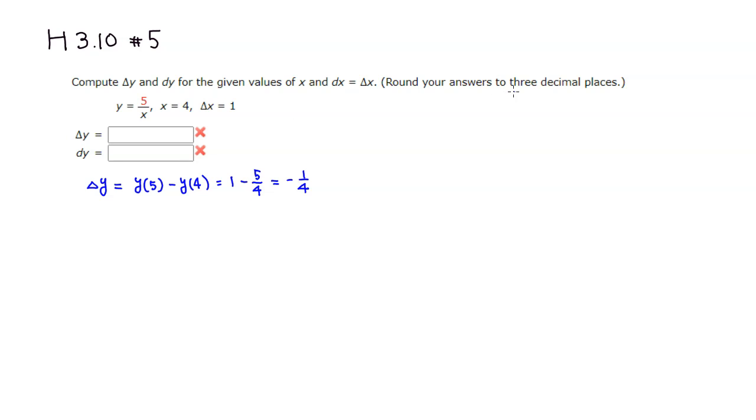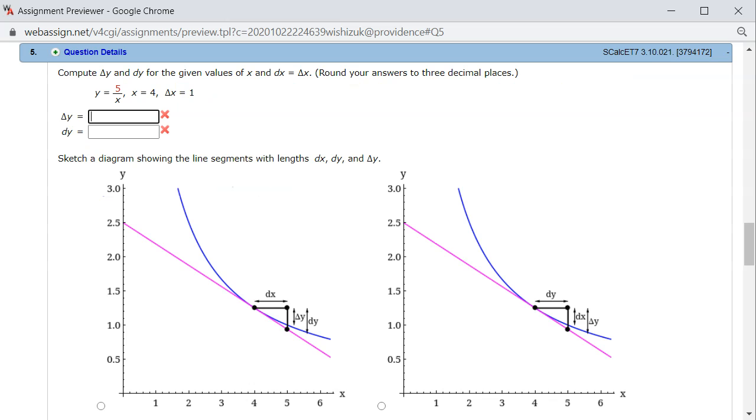It says to round your answer to 3 decimal places. So this is going to be negative 1/4, which is 0.25, and for 3 decimal places I have to put a 0 there. So let's type that in first. It's negative 0.250. Let's check the answer. I came back and it looks like we got the delta y value correctly.